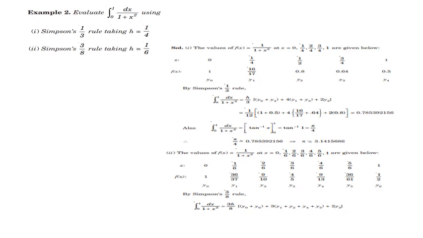So this is another numerical. I will not go into much detail on it, but you just need to see what h is. Here the h is 1 by 4 and we need to use Simpson's one-third rule. Here the h is 1 by 6 and we need to use Simpson's 3 by 8 rule. Because of the h, the number of intervals comes out, which you need to notice.